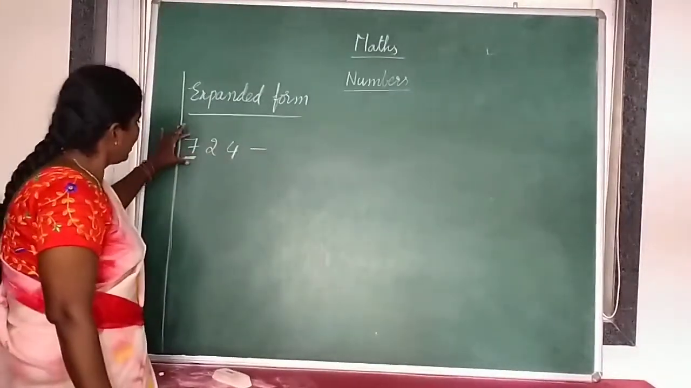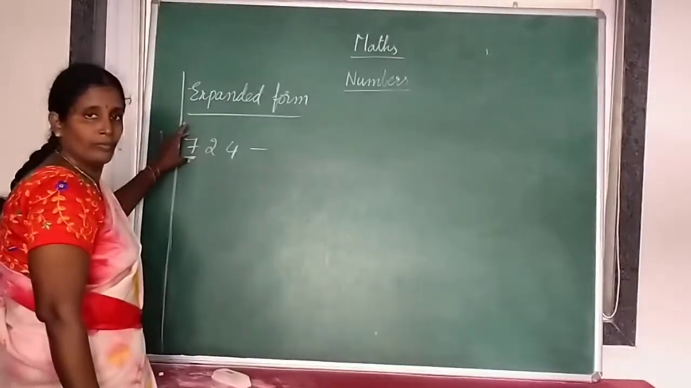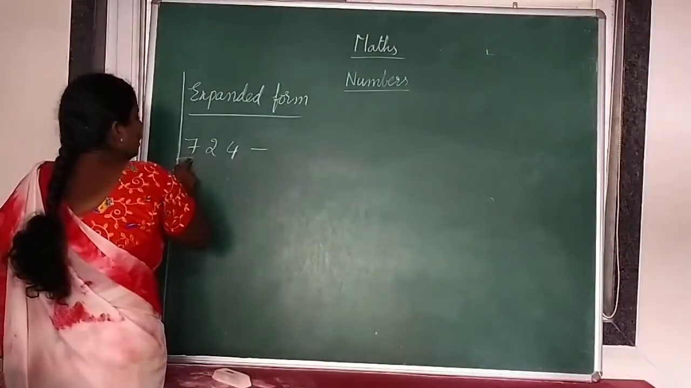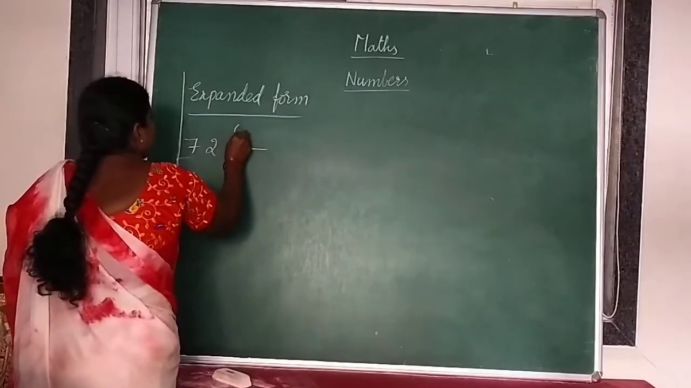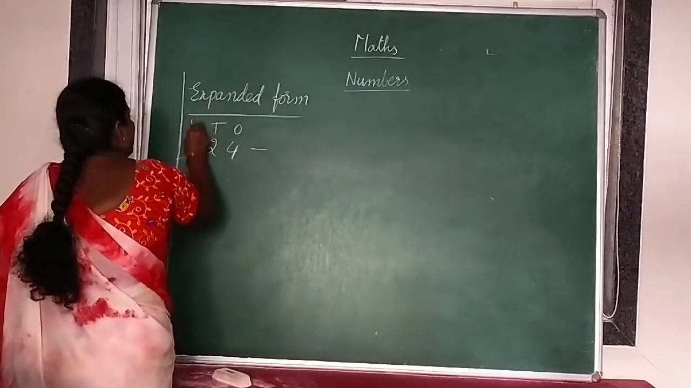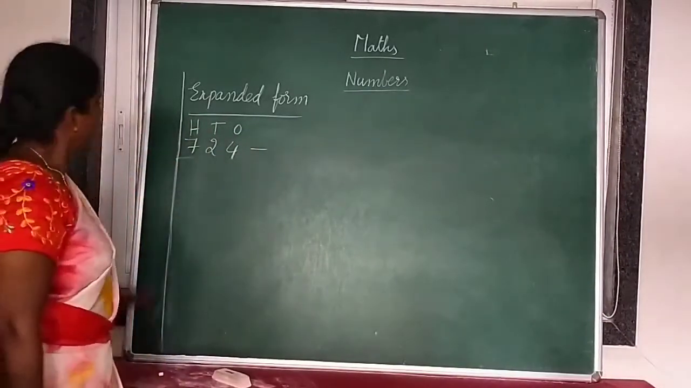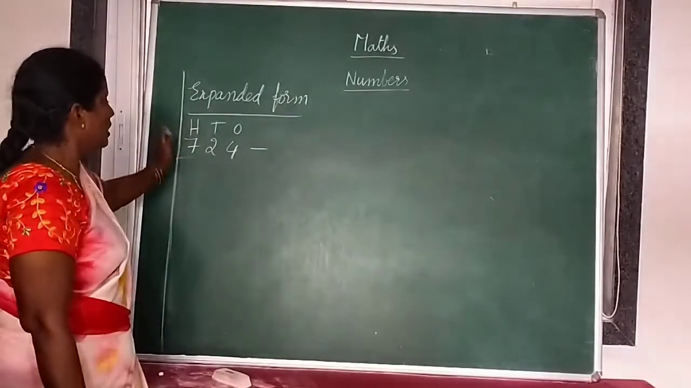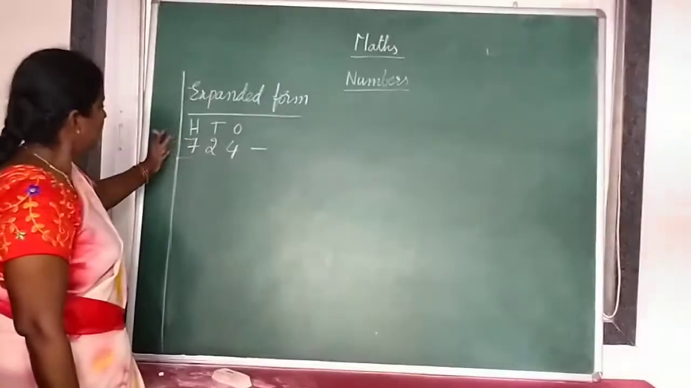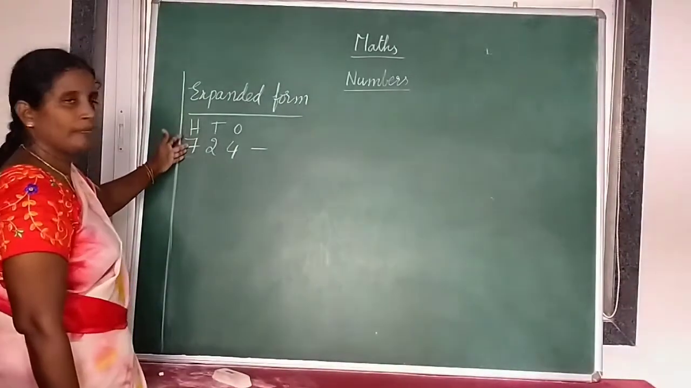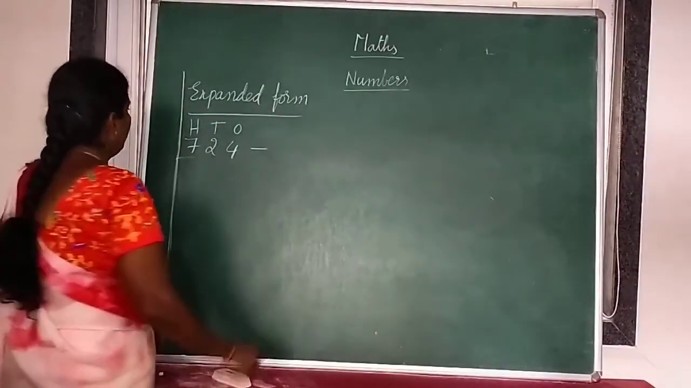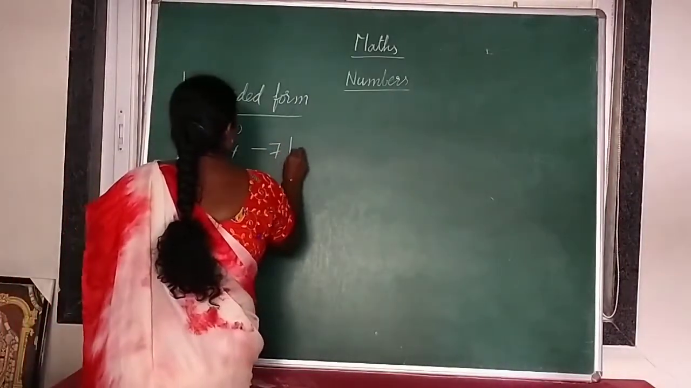We should start from the highest place. Here the highest place is the hundreds place. So ones, tens, hundreds. 7 is in which place? Hundreds place. We should start from the left side. 7 is in the hundreds place. What is the place value of 7? Yes, 700.